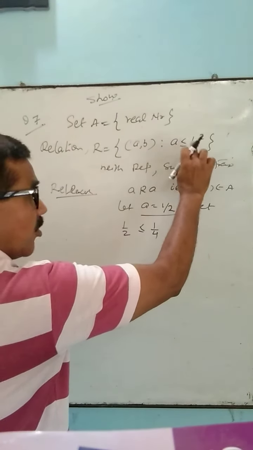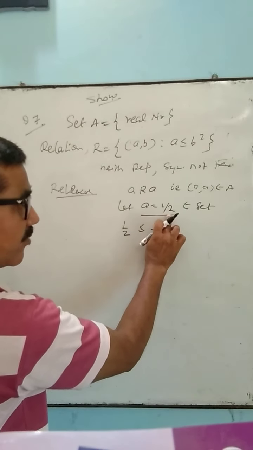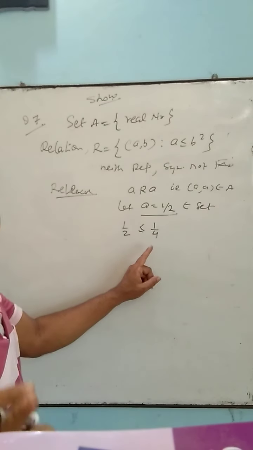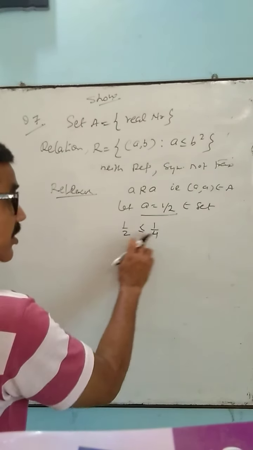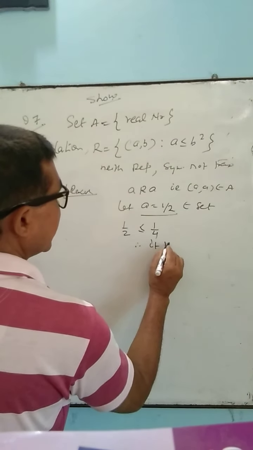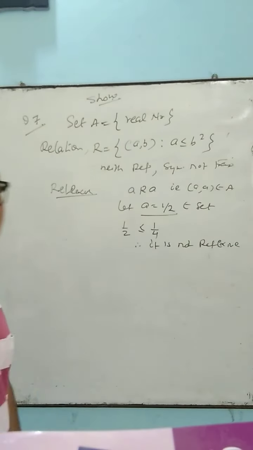एक बार a और यहाँ भी a है, because reflexive में दोनों same value होनी चाहिए. हमने a की जगह 1/2 लिया. So 1/2 is less than 1/4? Never. 1/2 is greater. 1/2 is equal to 1/4? No. Therefore, it is not reflexive. Clear to all of you?